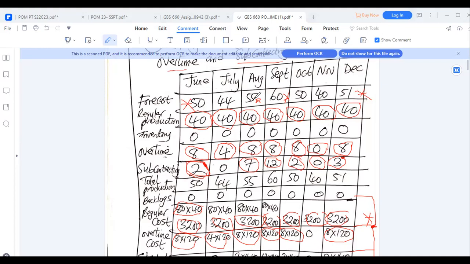Oh, great. I hear you then. Because I was thinking that. And even in August, we're only supposed to meet a demand of 55. So meaning 40 regular basis. So the way we're going to produce to meet the demand of 55 is that on a regular basis, we'll allow 40, we'll produce 40 units. Now, the 15 units, what are we going to do with? You can allow overtime because overtime is cheaper. 8, that's the maximum we can go for.